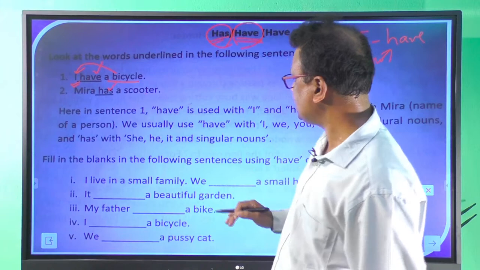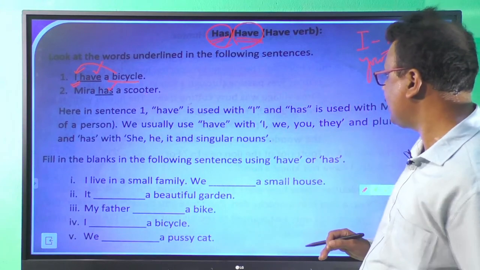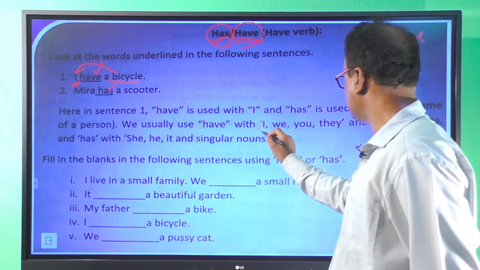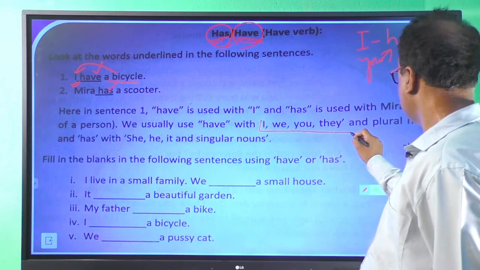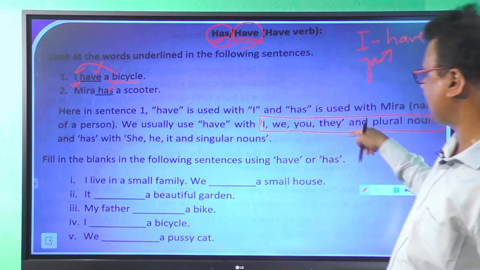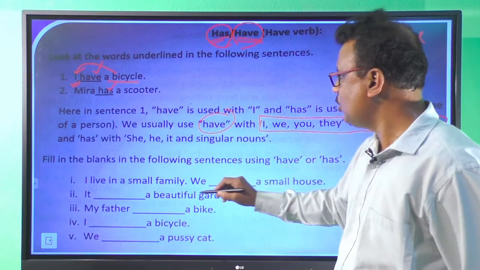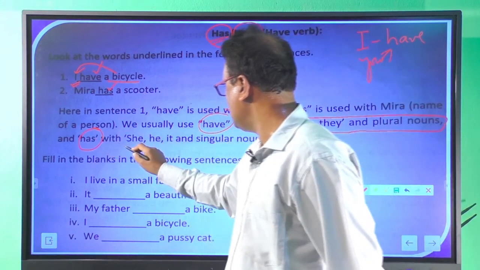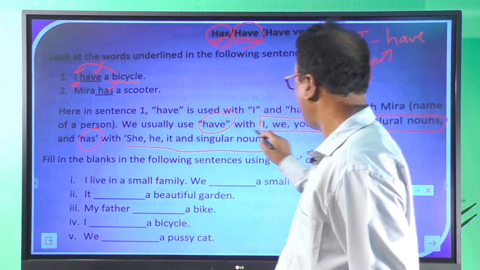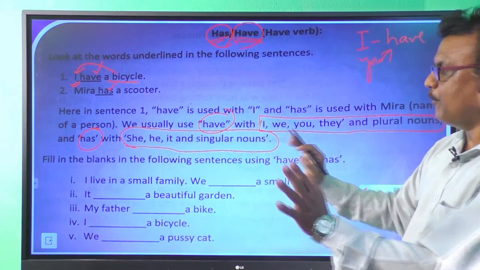Okay, so similarly we have to put have. Remember, where can we put have? Remember these words: I, we, you, they, and plurals. They do take the verb have. And where shall we put has? She, he, it, or any singular noun. So this is a very important thing.